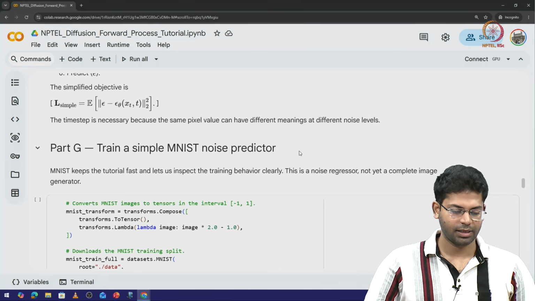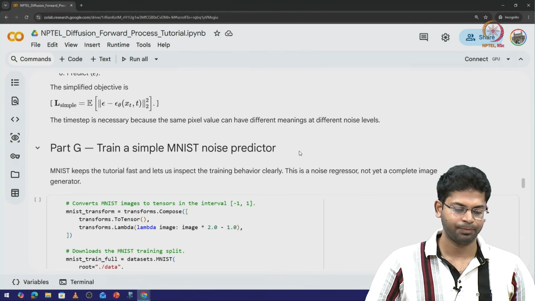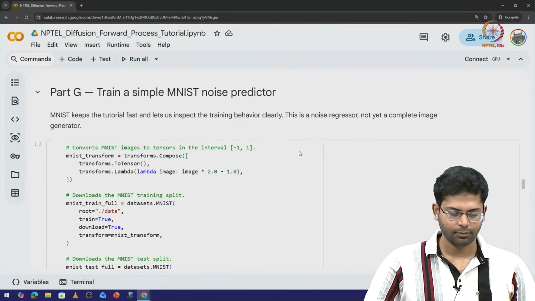the expectation of epsilon minus epsilon theta. So, epsilon theta represents the neural network with parameters theta. You are essentially trying to learn epsilon using a neural network theta given the arguments xt and t. Can you predict epsilon? So, the squared error between them, and you train a simple MNIST noise predictor using it.